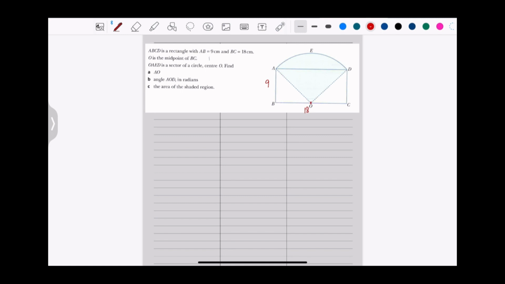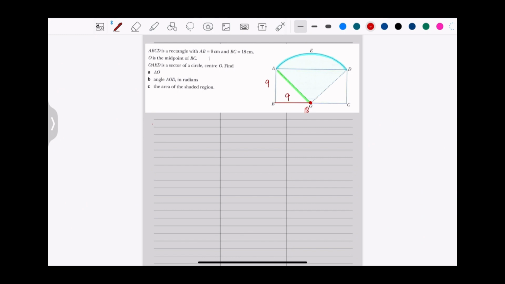Now, I need to find out, this whole thing is a sector OAED. When they say OAED, this means this, then the whole arc, and this. This is the whole sector. So find AO. In order to find this length, AO, I already know that this is the midpoint, and this whole length BC was 18, so this is going to be 9.